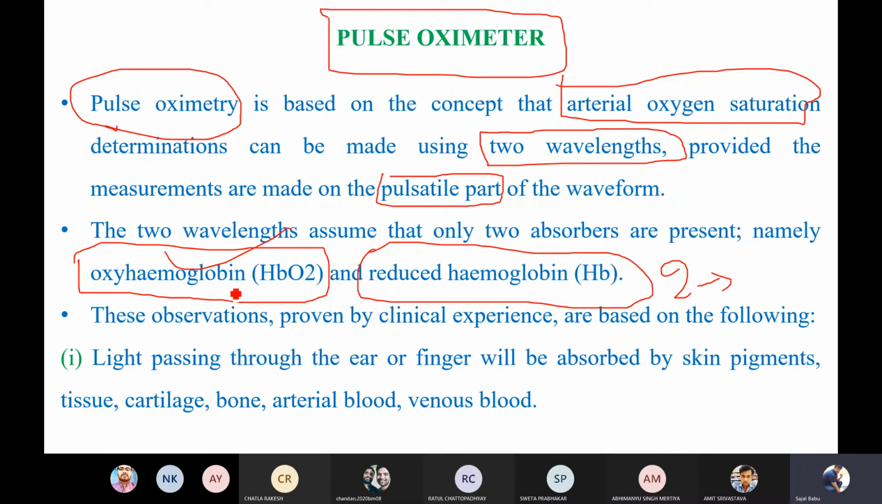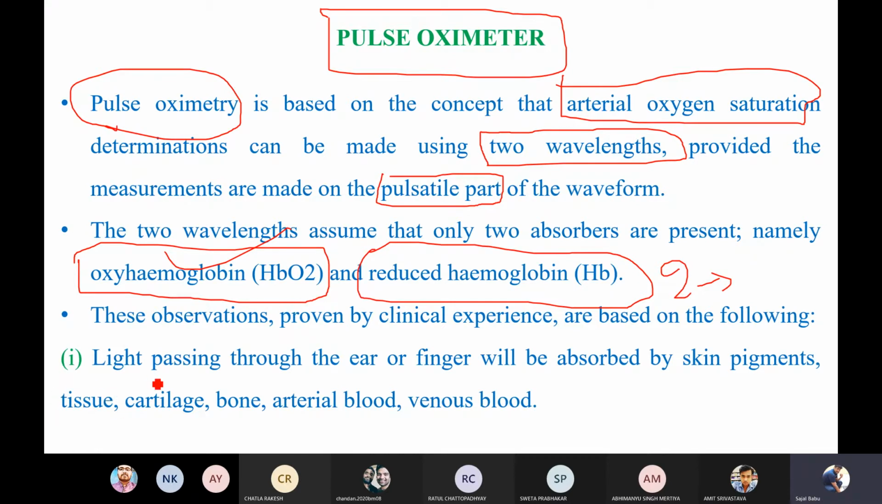Okay, so now let us see that. Why have I considered only two absorbers to be present in my pulse oximeter measurement, why not others? Okay, according to the clinical experience, as you know, whenever we are going to manufacture any device, we are going to have some clinical experience or clinical trials for that.